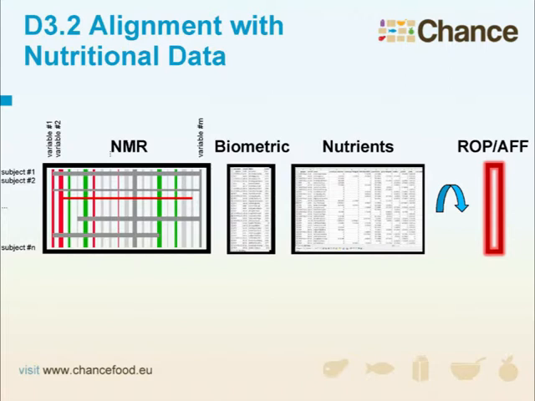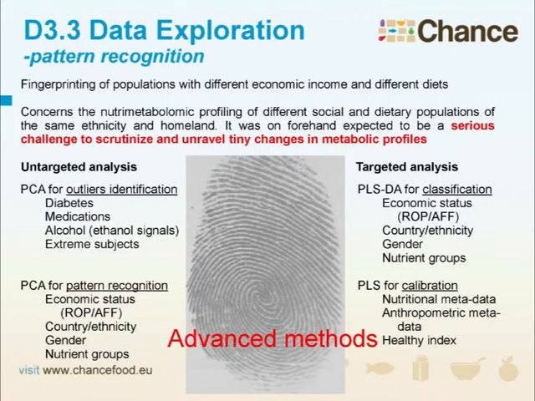And of course, what we wanted to do in the CHANCE project was to see if we could get any information out of the metabolomics which can be related to the status of the subjects as being ROP or affluent. And the primary tool that we have for this is multivariate data analysis or pattern recognition. So we want fingerprinting of populations with different economic income and different diets.